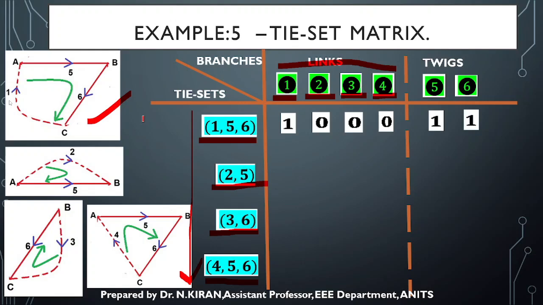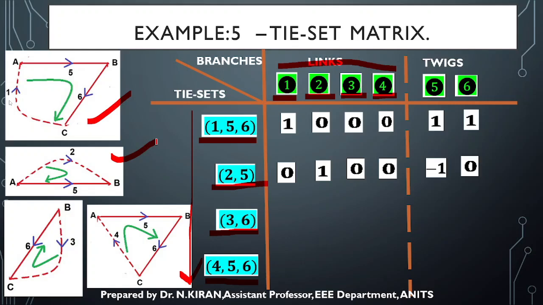Now considering the second tie set, the first link is nowhere related to this tie set, so it is 0. The second link is in the same direction as the loop direction, so +1. 3 and 4 are nowhere related to this tie set, so it is 0. The fifth twig is in the opposite direction of the loop direction, so it is -1. And the sixth twig is nowhere related to this tie set.